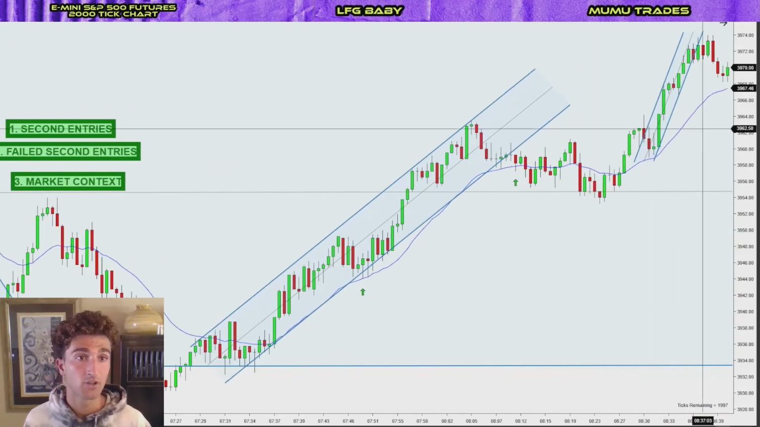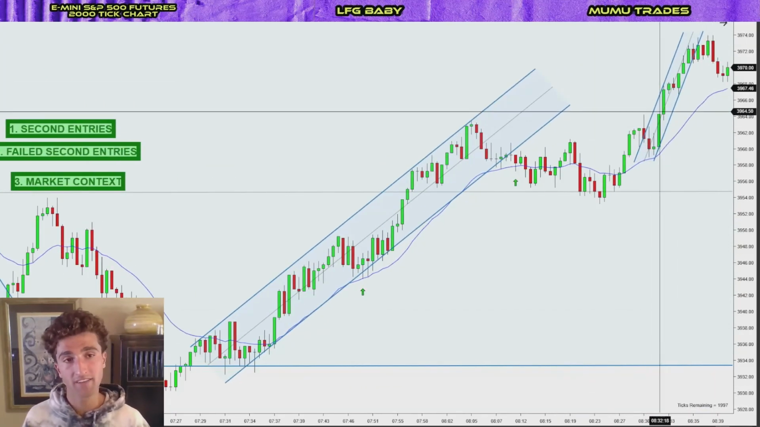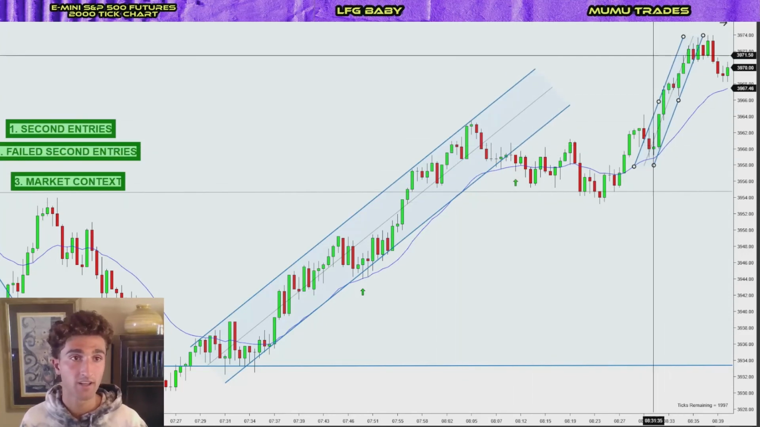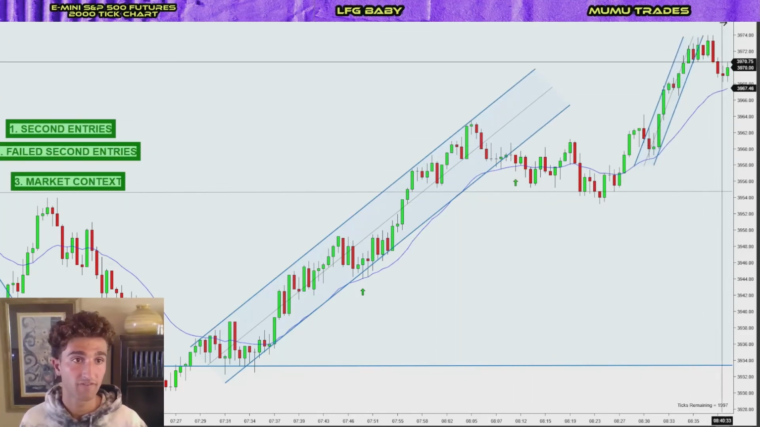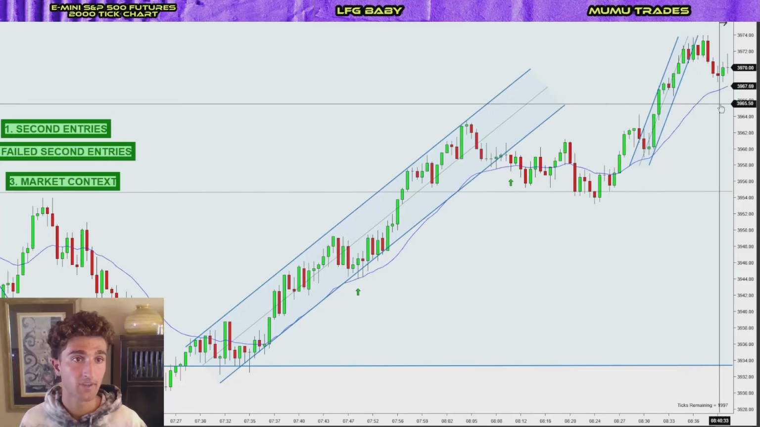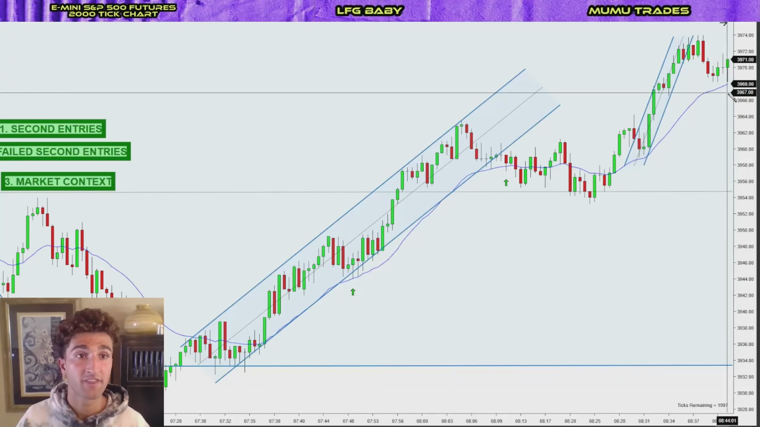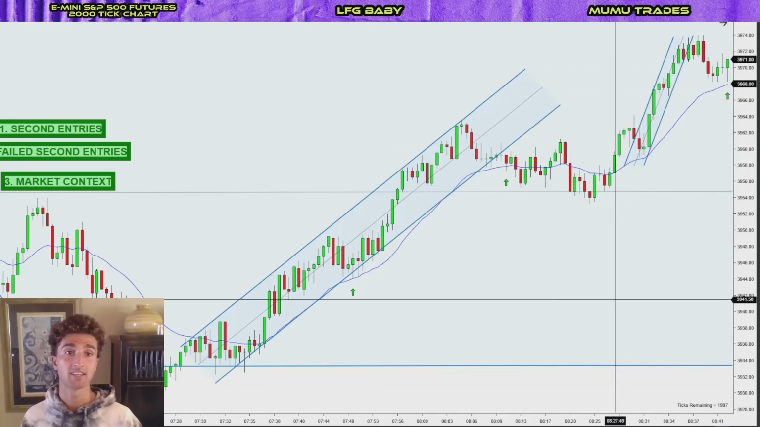So if we look, we had a break and a new high of this short-term uptrend. We also had a break and new high of this other uptrend. We had a new high. We had a first entry long right there, followed by a second entry long if the next bar breaks above this.